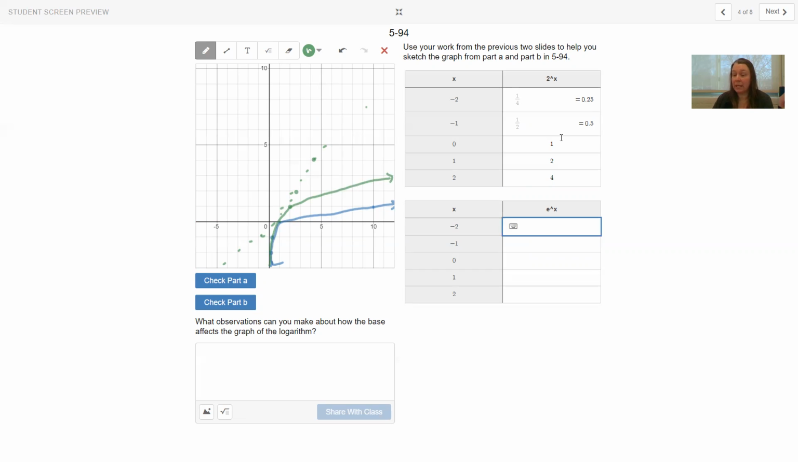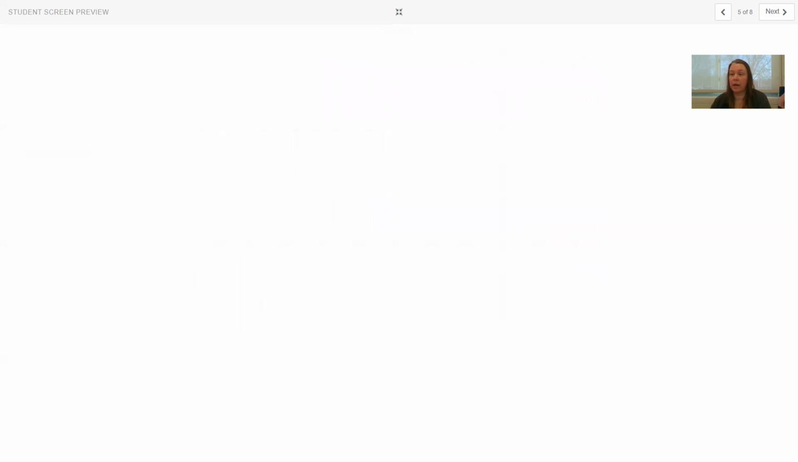When I change my base to e, remember e is the number 2.71828. So this is just going to be 1 over e to the second, and it gives me my decimal. This is going to be 1 over just e. This is going to be 1, e to the 0 power. This is going to be just e. This is going to be e to the second. And then if I plot these points, here they are right here. You can see it just got a little bit steeper. Okay, so changing the base, that's the effect it's going to have.